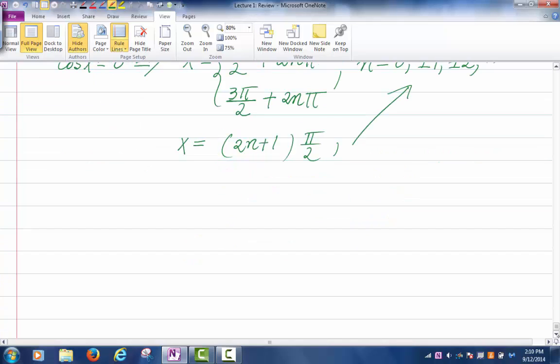Okay, we are not done yet. This is half the story. Then I have sine x equals negative 1, right? So that tells me x is what? Well, where could sine x be negative?